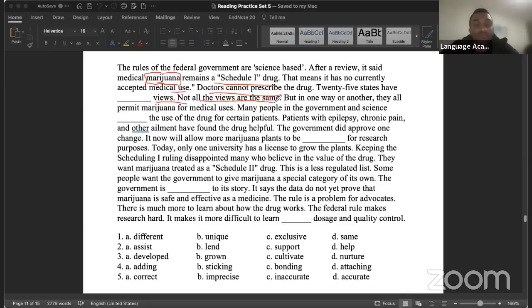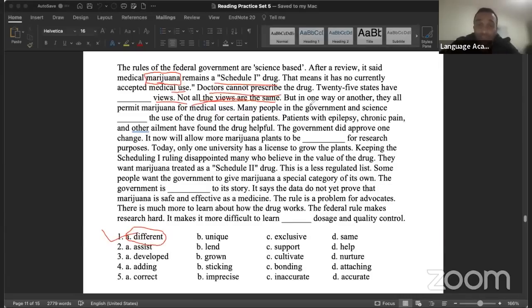Not all the views are the same. When they're not the same, what will it be? 25 states, 25 different regions. They will have very different views. So the right answer here will be different. Exclusive means the same view, or a similar view, or just one view. He's just elaborating the same fact, that not all the views are the same, so they will all have different views. That one was a very easy one. That one should have been correct.